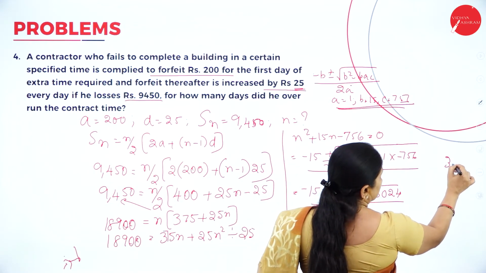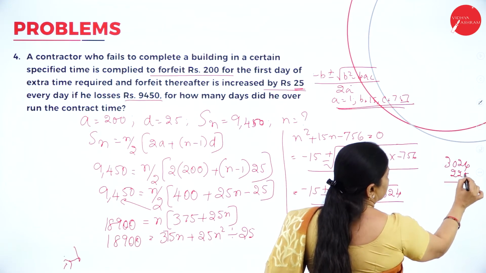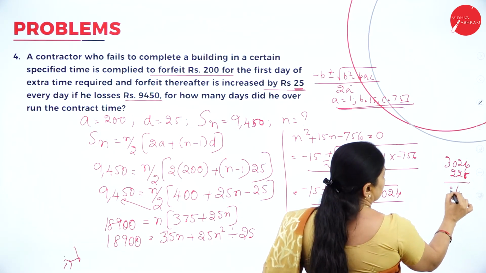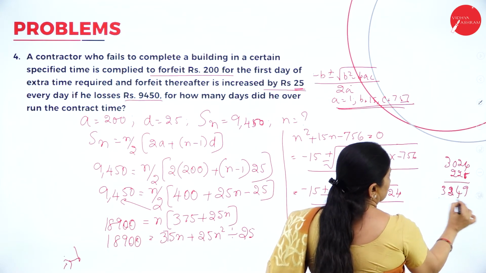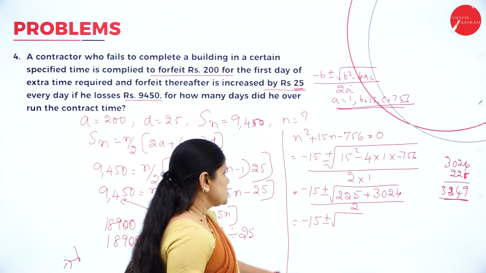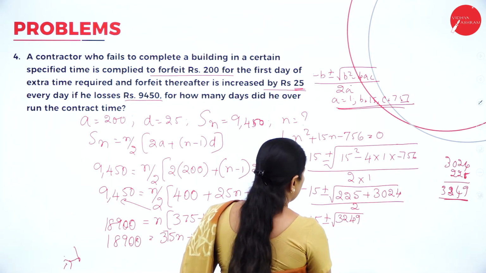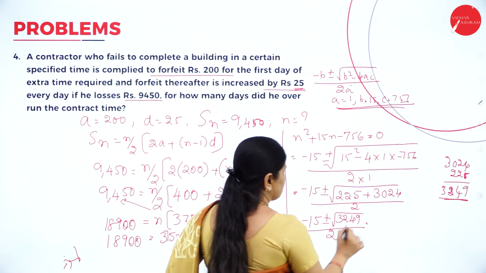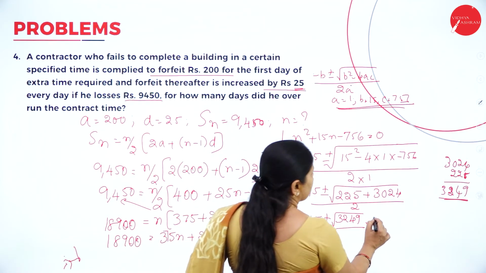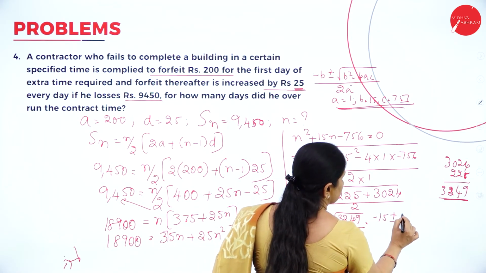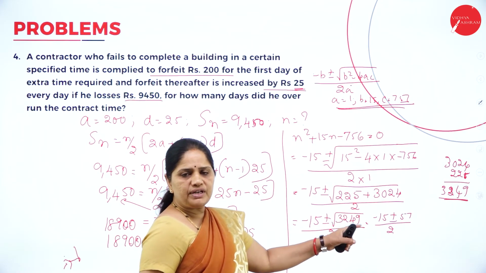So, 3024 plus 225. 5 plus 4 is 9, 4, 3, 3249 I am getting. So, I write root of 3249 whole over 2. So, this comes up to minus 15 plus or minus 57. So, the root of 3249 is 57.